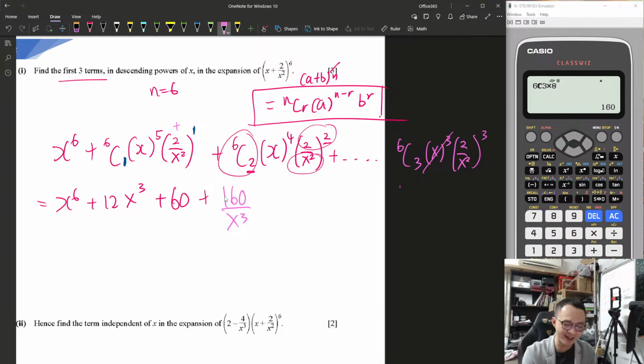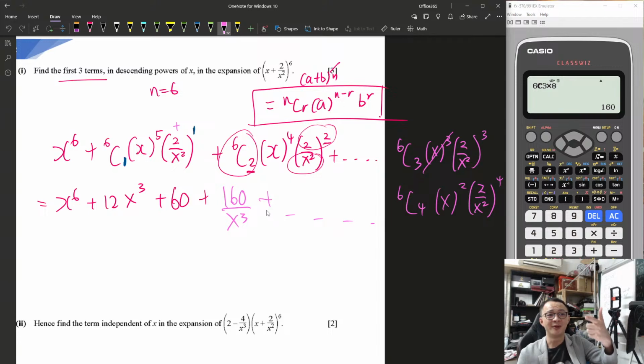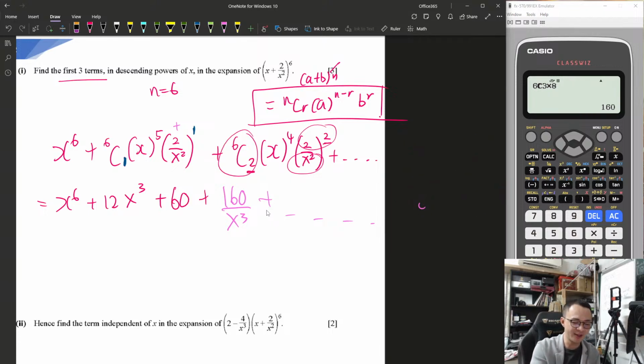So if I want to expand the next term, then it is 6C4, then this is x power of 2, then this is (2 over x squared) power of 4. Then this one is over x power of 6. Yeah, so I can keep on expanding as many terms all the way. Power 6, I will have 7 terms. With power 10, I will have 11 terms. The number of terms is always the power add 1. Okay, but over here, since I do not need this term, I just stop here.